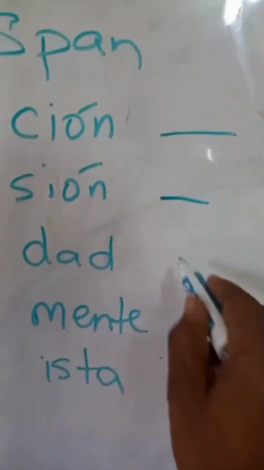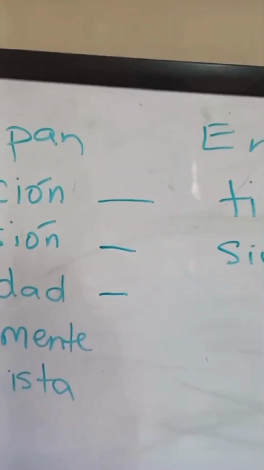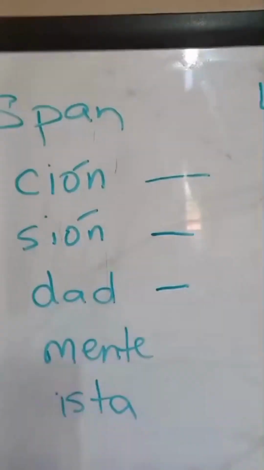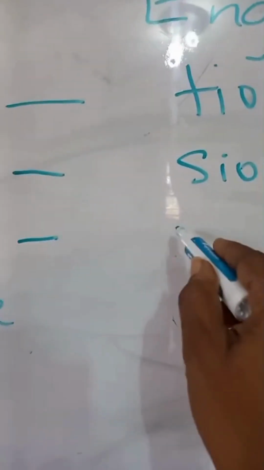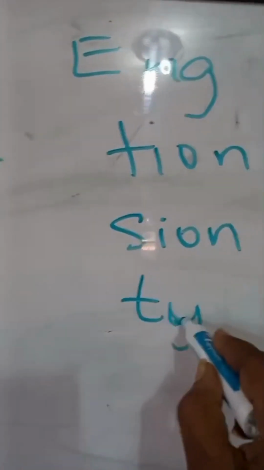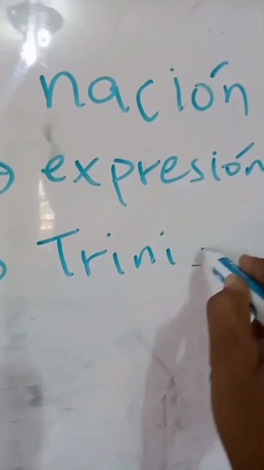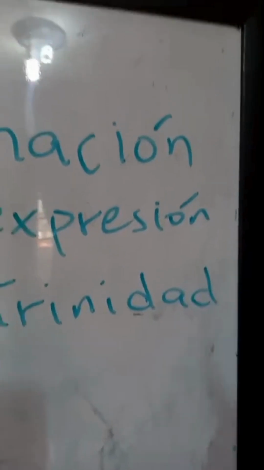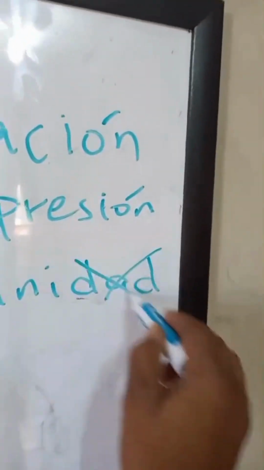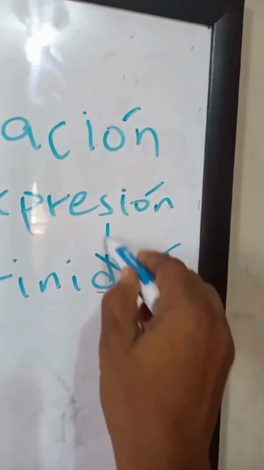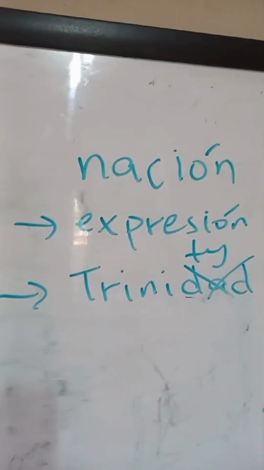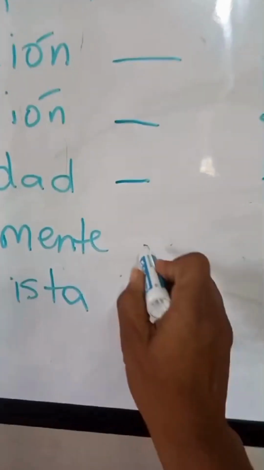I hope I spell that right, because some of the words have single letters where they are double letters in English. We have dad, right? And for the words that end in dad in Spanish, in English they end in ty. Now this would be surprising for lots of persons. Trinidad is actually a Spanish word. And if we take off dad, we put ty, we see that we get Trinity. So, right? So let's continue with mente.